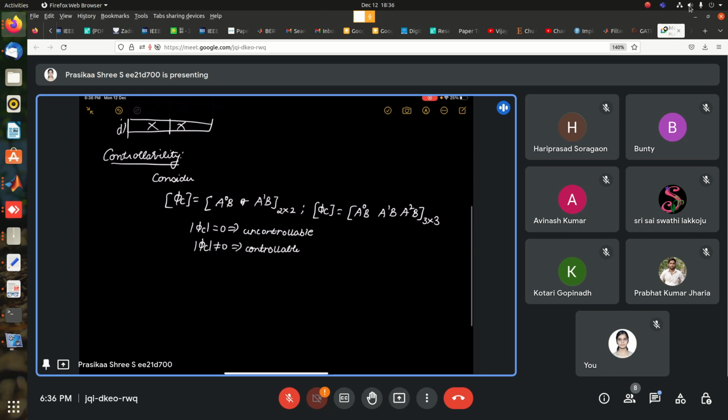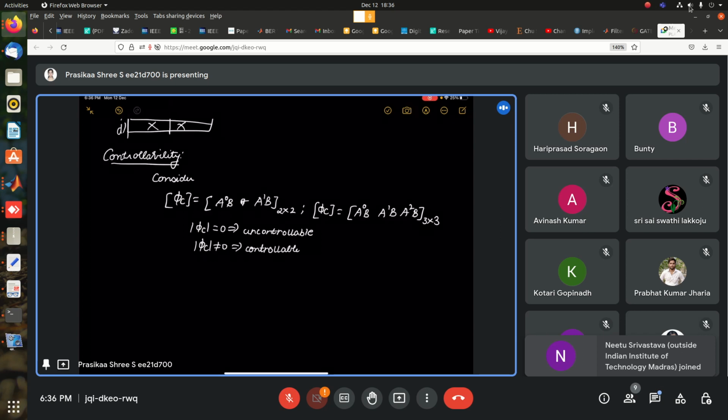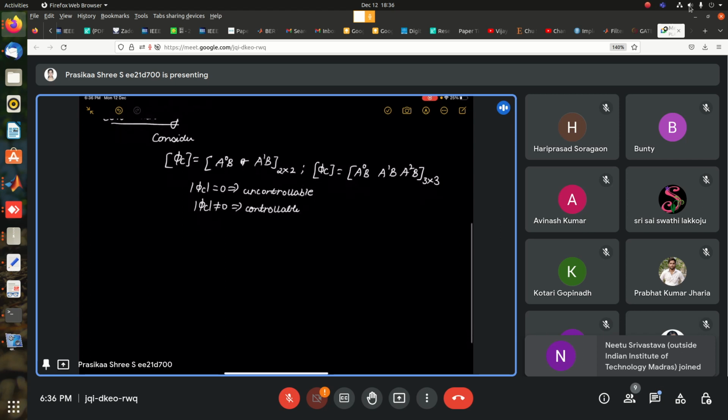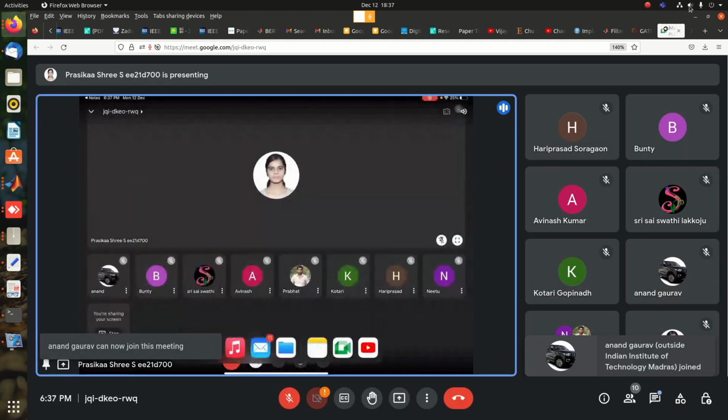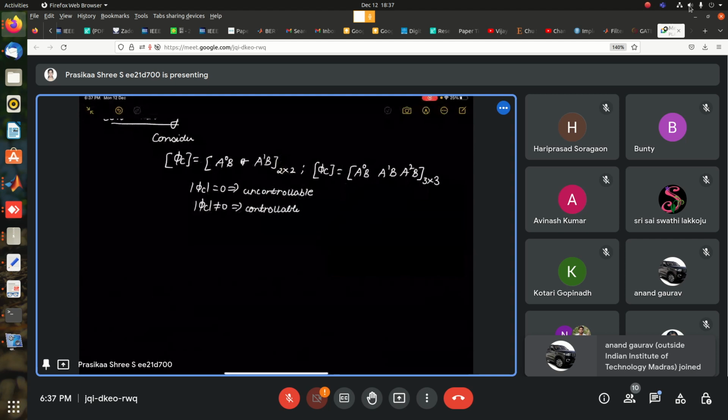Similarly, for observability, if the internal states of the system can be evaluated from the output of the system at any time, then we can say the system is observable. If you have some output of the system and you can compute the internal states of the system, then we call the system observable. If not, it is not observable.